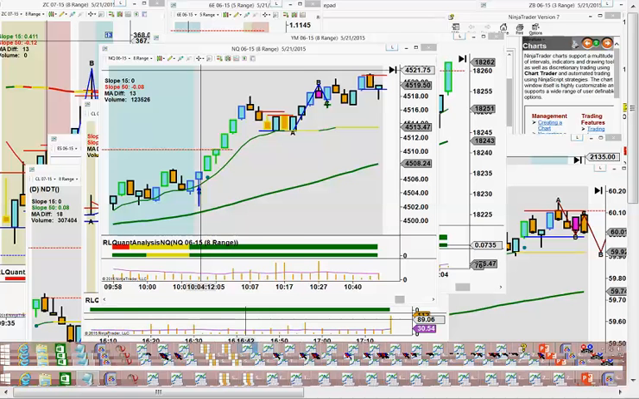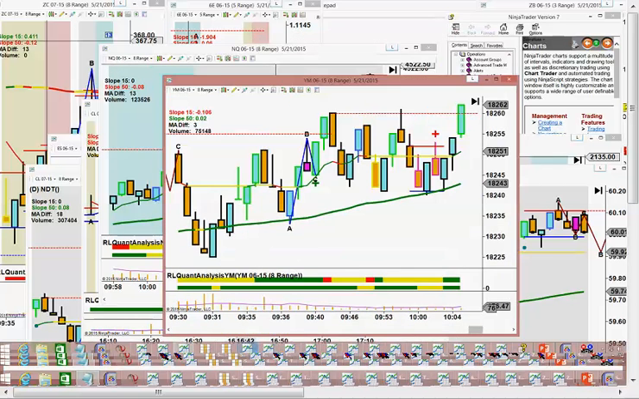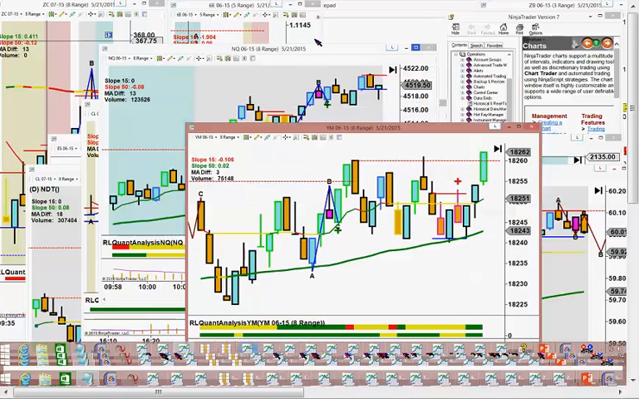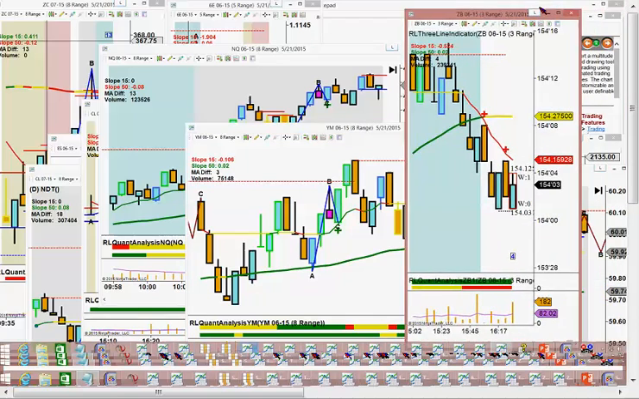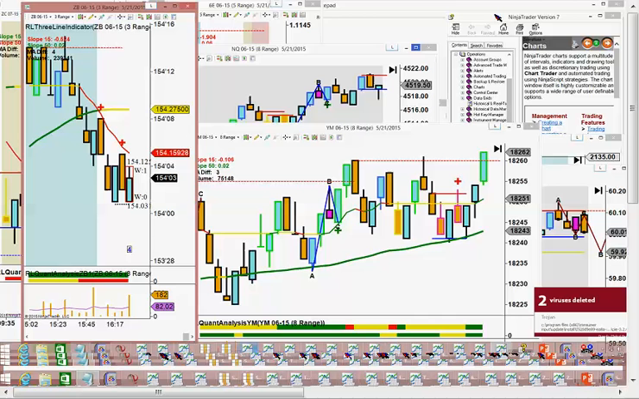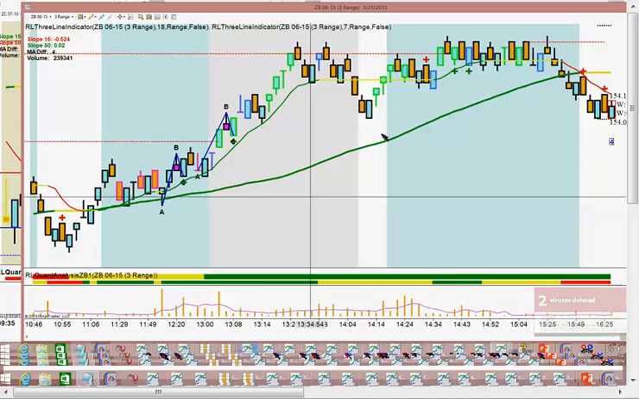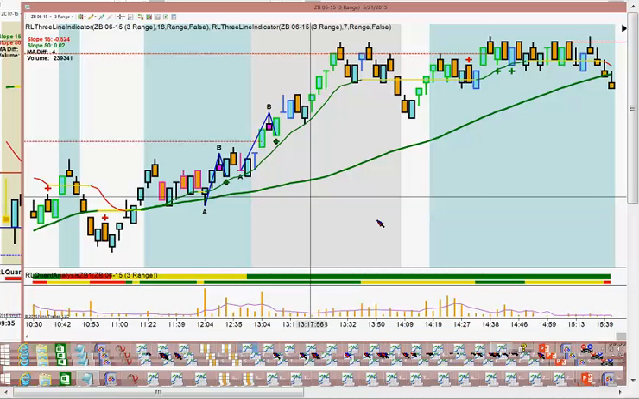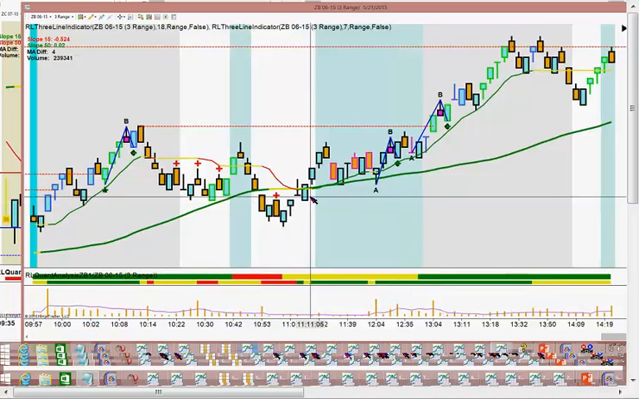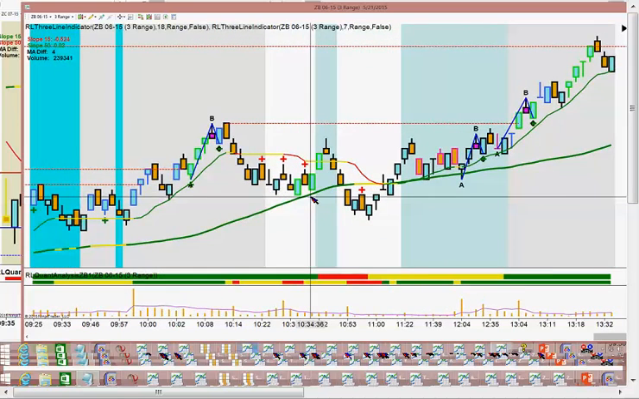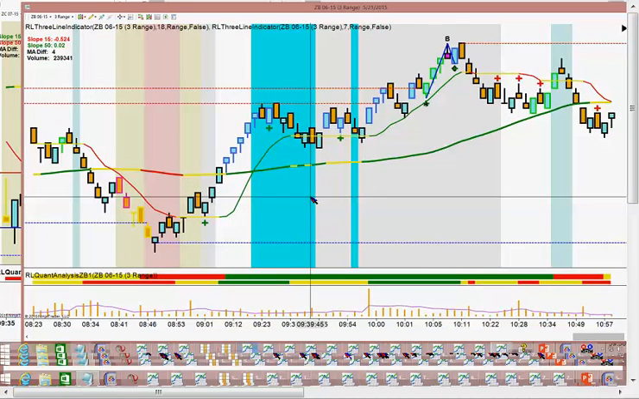Now let me find ZB. I may have to switch. Oh, here it is, right here. Let me show you ZB. Now bonds are worth $32 a tick. That is a lot of money. And I'm going to show you how great our ZB quant lines are.